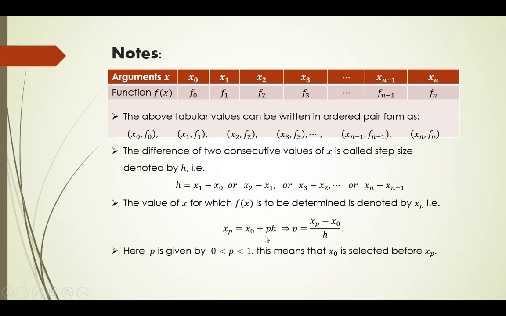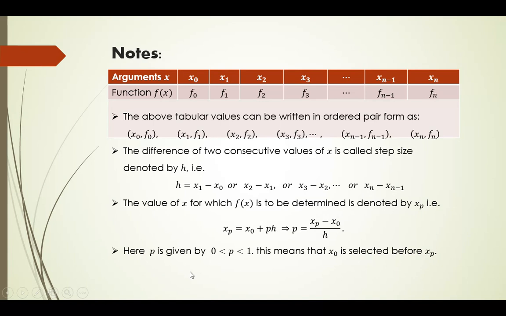And what is p? p is actually this thing. You can find p from this equation: if you move x0 to that side, you get xp minus x0, and then divide it by h. So p is equal to (xp minus x0) divided by h. Remember this value of p, where xp is the value of x for which we are going to determine f of x. So xp minus x0, the initial value of x, divided by the step size, is p.